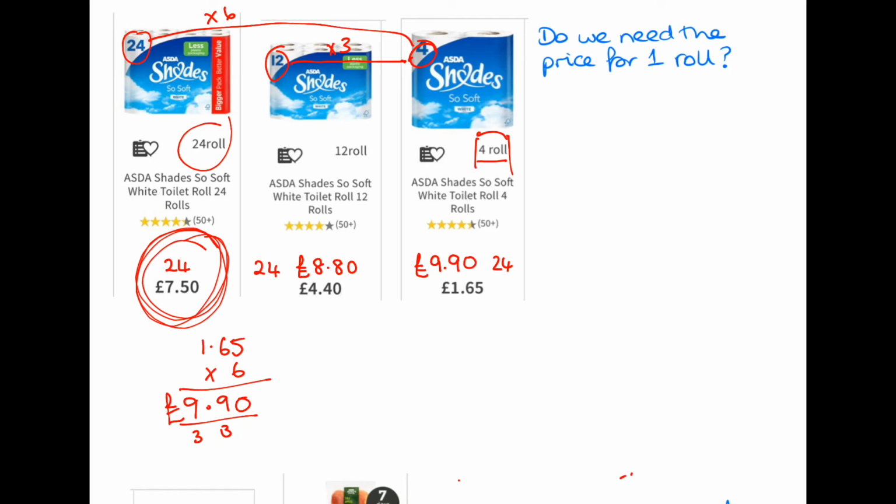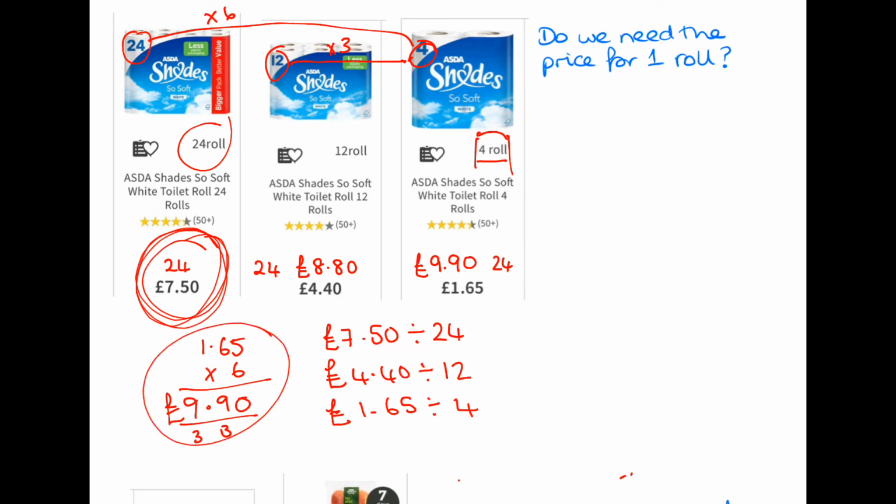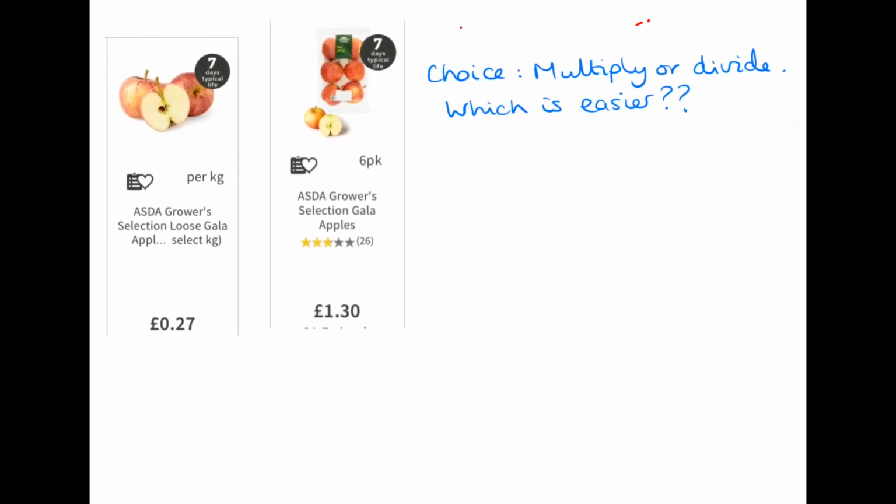If we did want to work out the price per toilet roll, we'd have had to do £7.50 for the first one and divide that by 24. We'd have had to find the second price, the £4.40, and divide that by 12, and the third price, the £1.65, and divide that by 4. So we didn't need to do that, did we? We only really needed to do one actual calculation there because the other one was an easy one, it was just doubling.